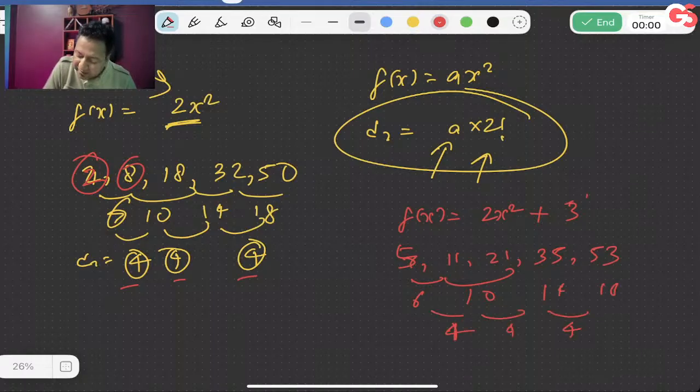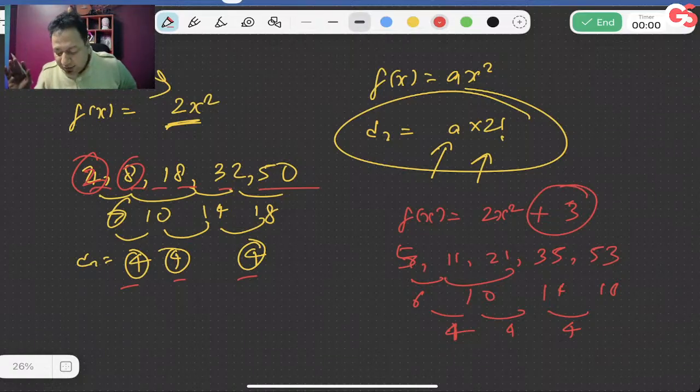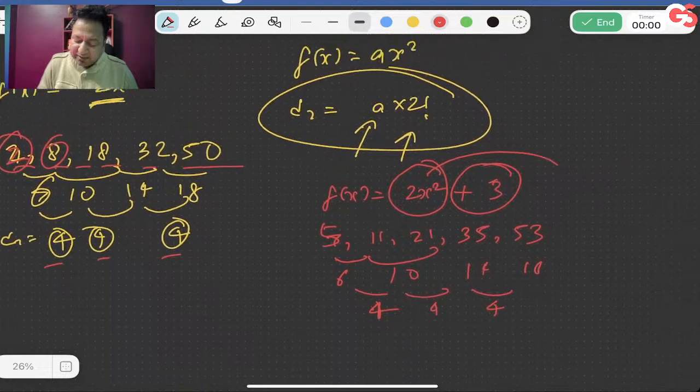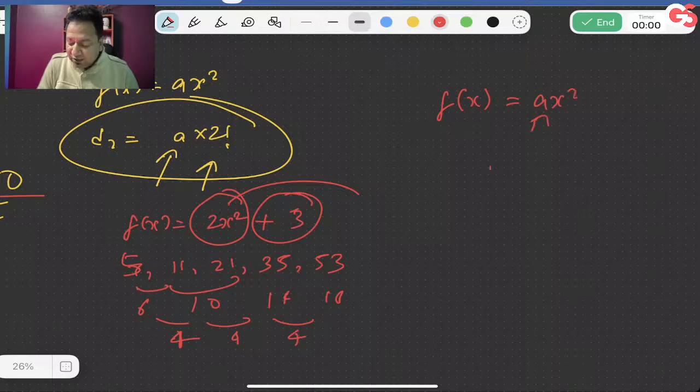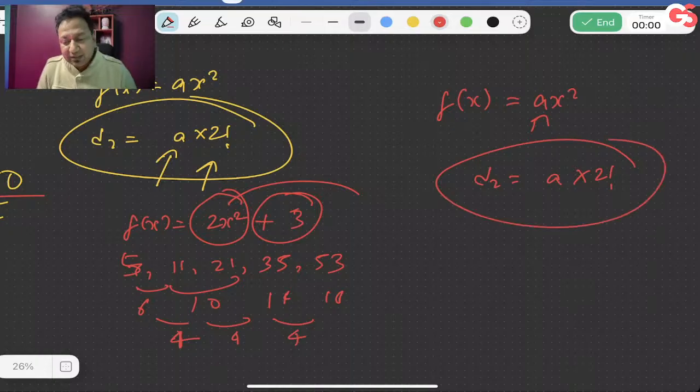Because this plus 3 is common to all the values. The moment it's subtracted, 3 gets cancelled out. So it doesn't really matter what is occurring after 2x square. So all that matters is, in any quadratic function, all that matters is a, nothing else. So d2 will always be 8th multiple of factorial 2. Do you agree? Is that clear? The rest everything will be cancelled out.